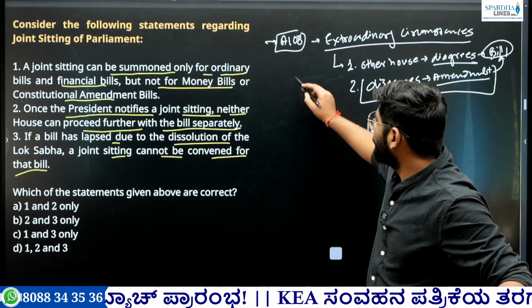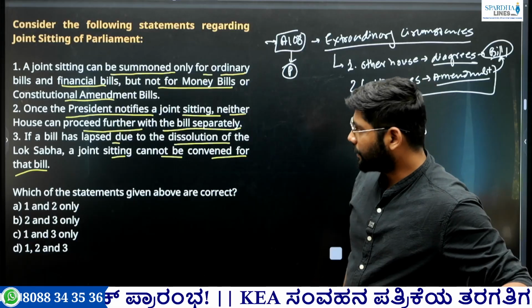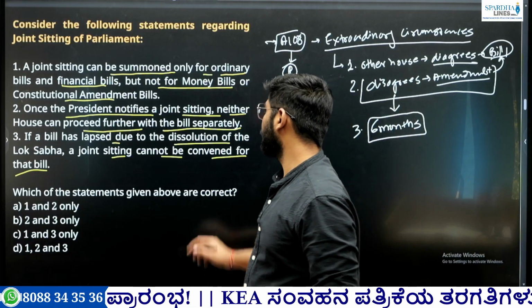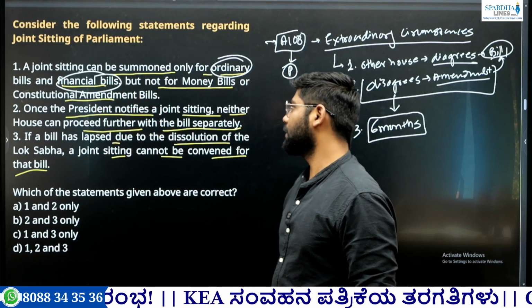So the President can summon a joint sitting under Article 108. And this joint sitting can be summoned only for an ordinary bill and a finance bill, which we have seen.